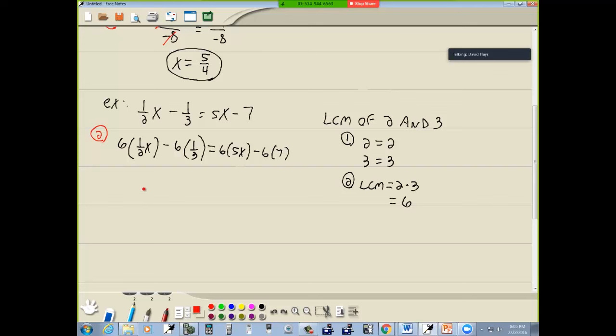Now when we do that, 6 and 2 are both divisible by 2. 2 divided by 2 is 1. 6 divided by 2 is 3. 3 and 6 are both divisible by 3. 3 divided by 3 is 1. 6 divided by 3 is 2. So I'm left with 3 times 1, 3x, minus 2 times 1, 2, equals 6 times 5 gives us 30x, minus 6 times 7, which is 42.